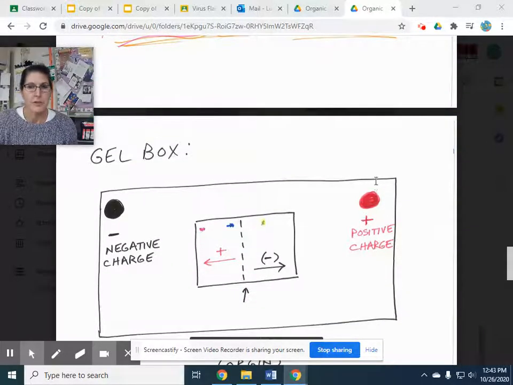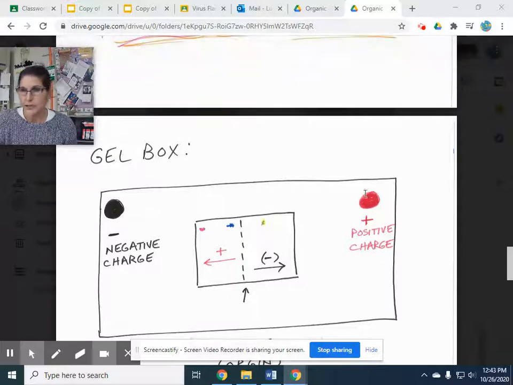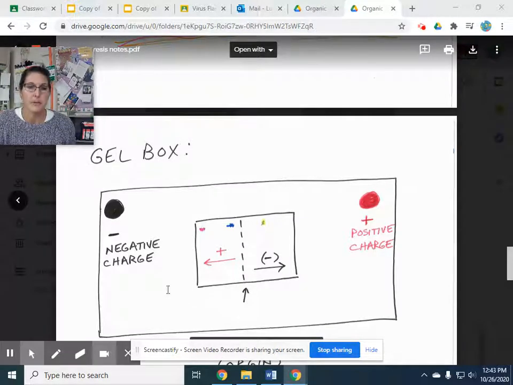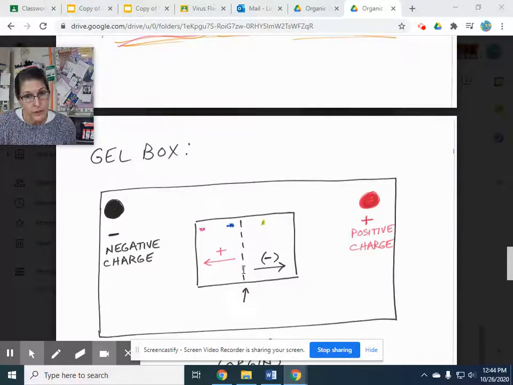There's my gel box. So this is the entire structure. It is full of buffer. You'll actually see a red portion. It's not going to say positive charge for you, but you'll see a red dot on one end. You'll see a black dot on the other. So I know that this is my negative end. This is my positive end. There's my wells. They're also my origin. I will measure from the origin to how far my molecules move.